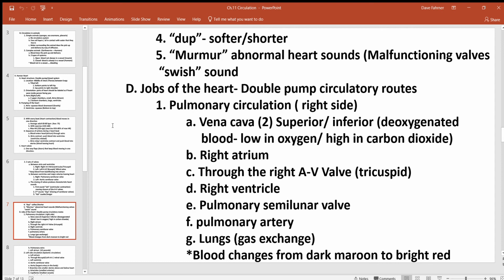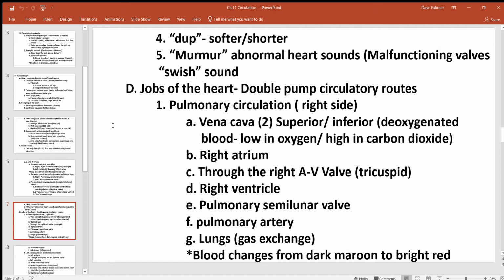Sometimes he may hear extra sounds or abnormal sounds. And abnormal sounds of the heart are called a heart murmur. A heart murmur usually has to do with a malfunctioning valve. And many times this extra sound is a swish sound.